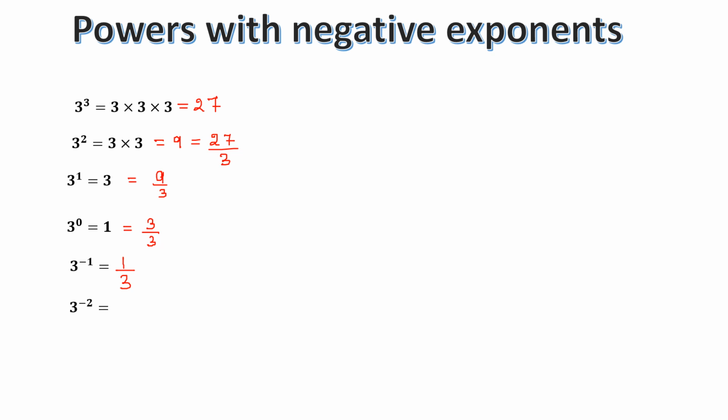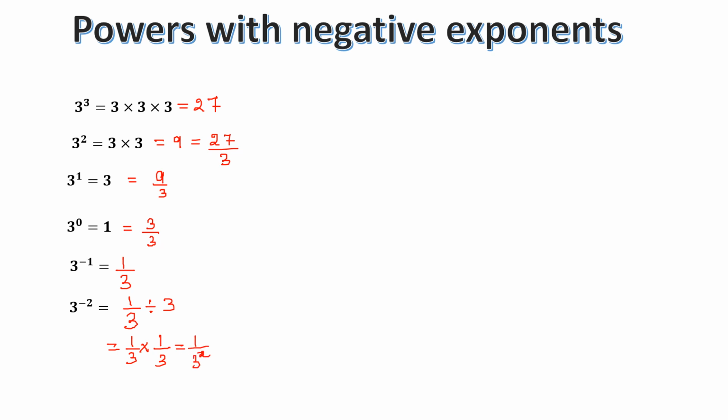Now same way if I move further, again I will take the answer from the previous step, which is 1 by 3, and I am going to divide it by 3. And if I divide it, the division I am going to change as multiplication. So it will become 1 by 3 into 1 by 3, which will further give me 1 by 3 square, isn't it?